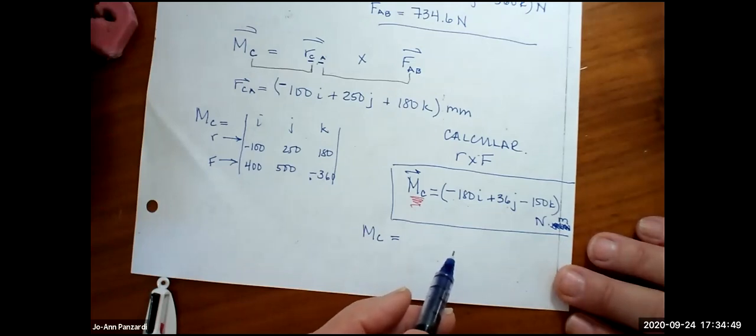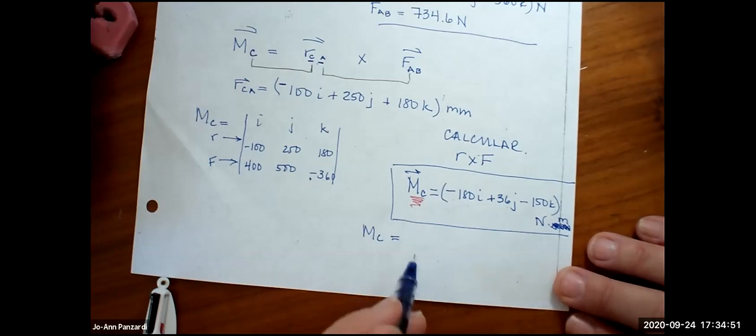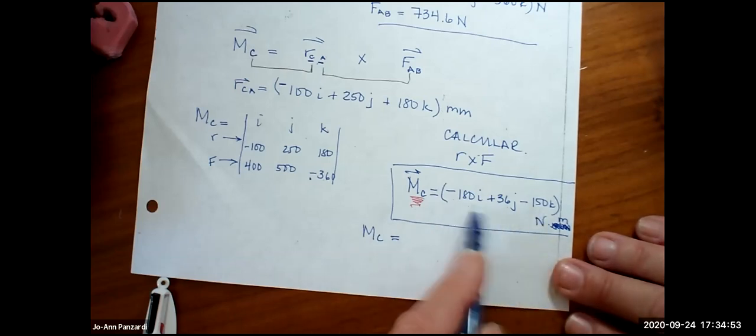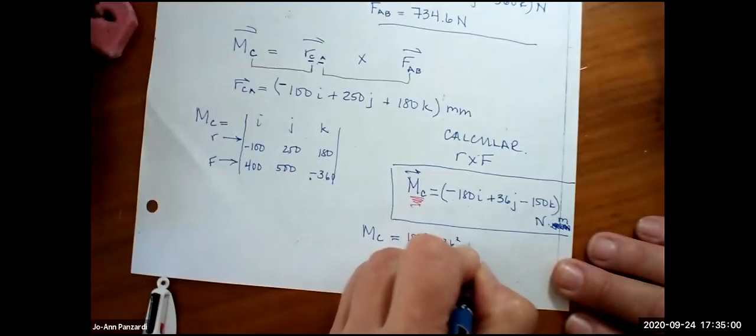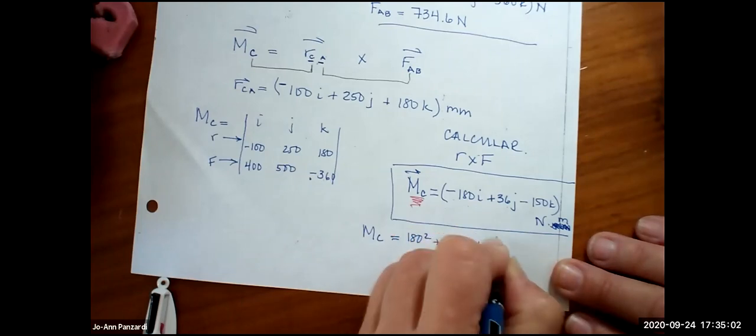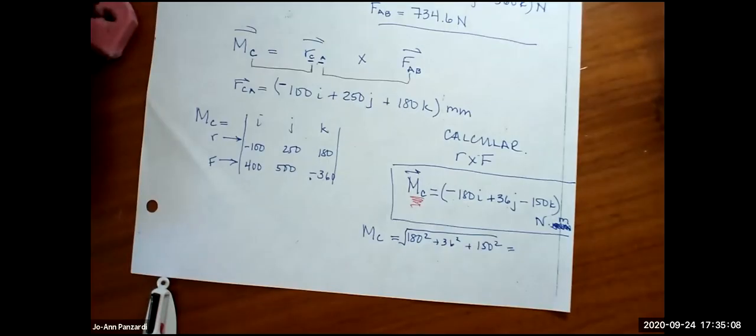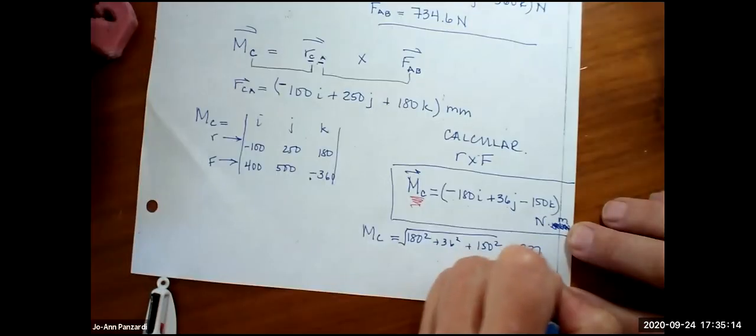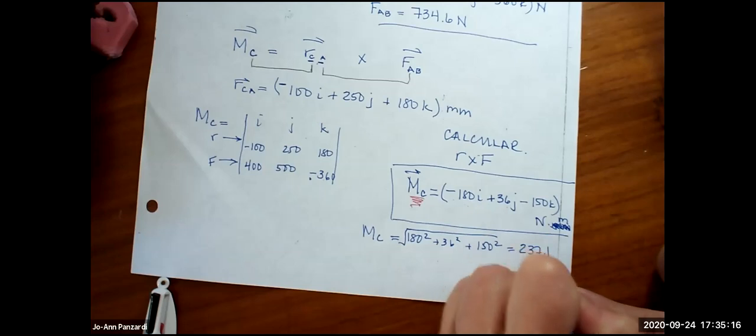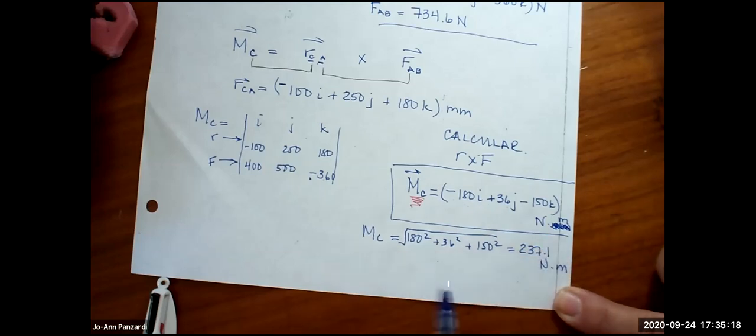Okay, so let me go to Eric then. Eric, how do you find the magnitude of a vector? It's the square root of the components squared. Right. Yep. And it comes out, does anybody have the number? 237.1. 237.1 Newton meter, and you could still see it.